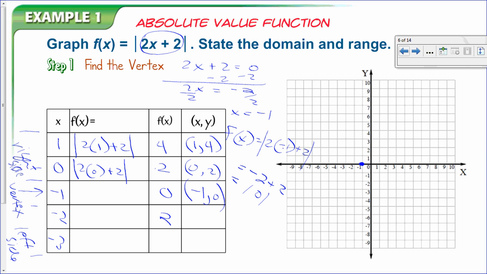What's this going to be? What? 4. So you got -2 and, no, 2, isn't it? And then -3 and 4. What are my points? 0, 2. 1 and what? 4. Okay. -2 and 2. -3 and 4.